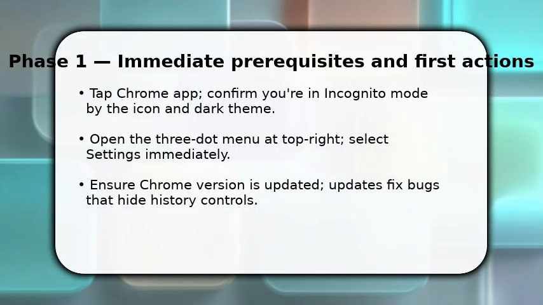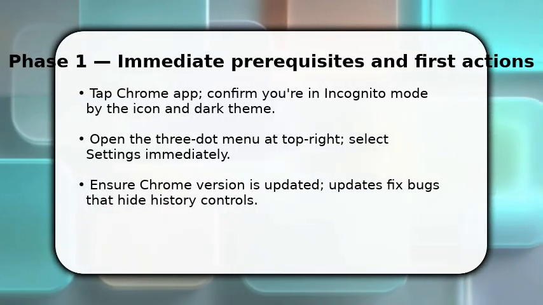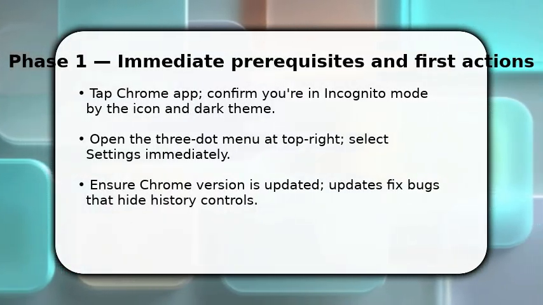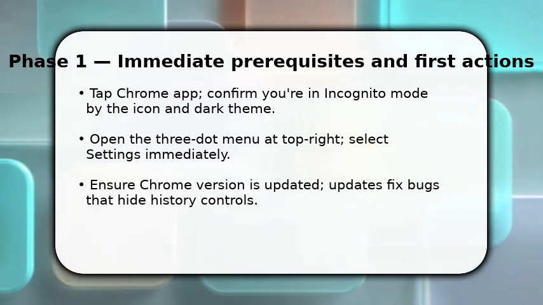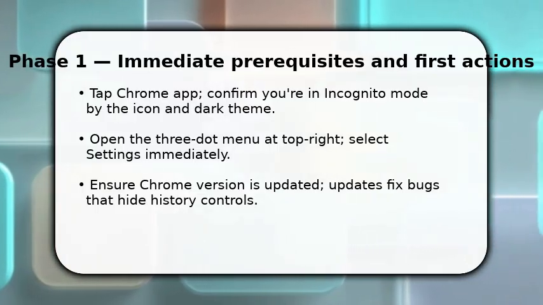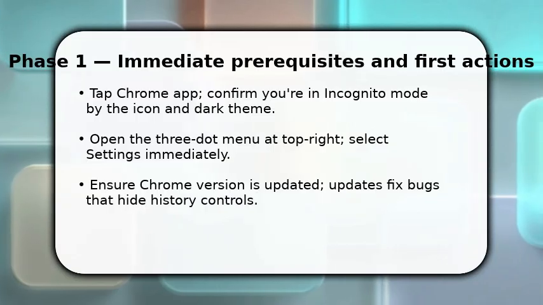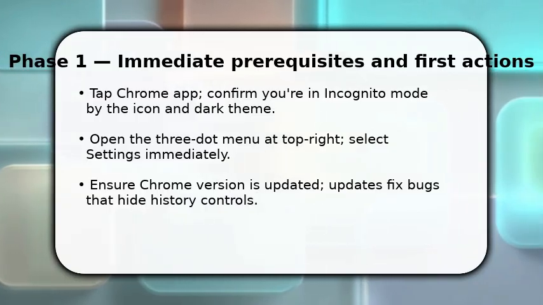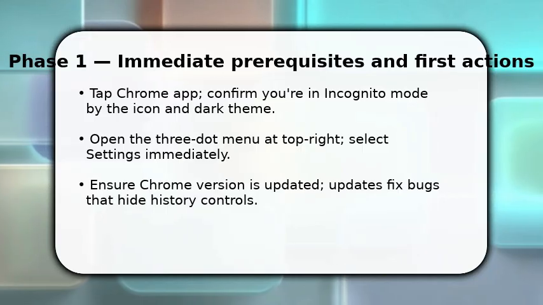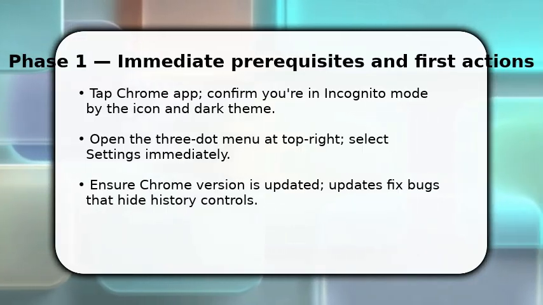You're starting in Incognito. Open Chrome and confirm the dark theme and mask icon. Once seen, tap the three-dot menu at the top right and choose Settings. Make sure your Chrome is updated before continuing. Updates resolve permission oddities. You do this now so the later steps show full options.